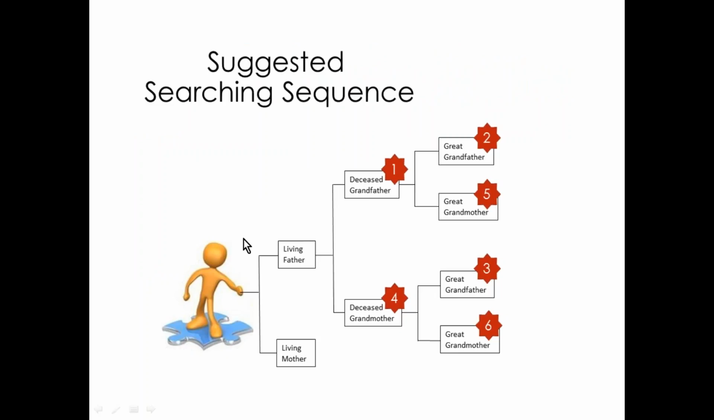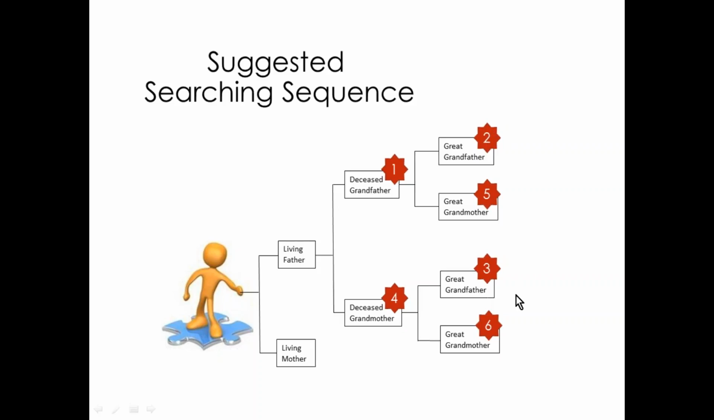So here's the suggested searching sequence for that first strategy, where I said you were perhaps going to start with your grandparents, and that you might want to start with your grandfathers. I would suggest that you first search for your deceased grandfather. Let's say that we're looking for our father's line. We would search for our deceased grandfather and then our deceased great-grandfather.